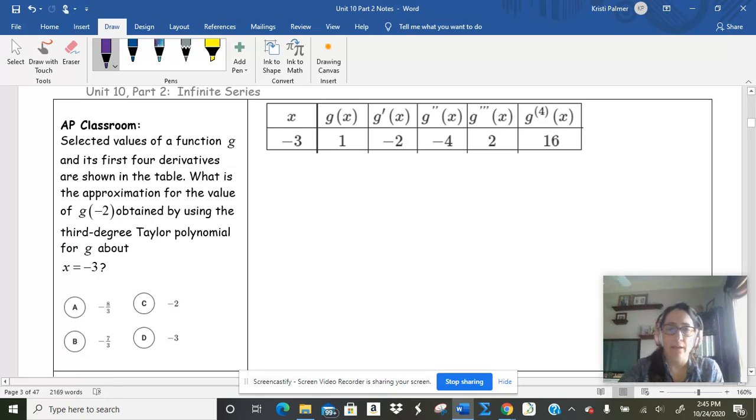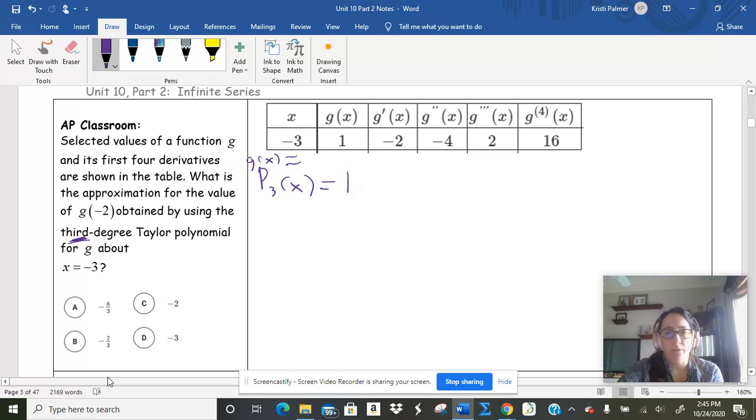Okay, next one. This one is kind of nice because they just gave you the derivative values. So it makes your life a little bit easier to just say, oh, as I go plug these in, I want to go, let's see, does it say the third degree? So I want to try to get to that third degree. And so we're approximating what g would be basically by getting to this polynomial.